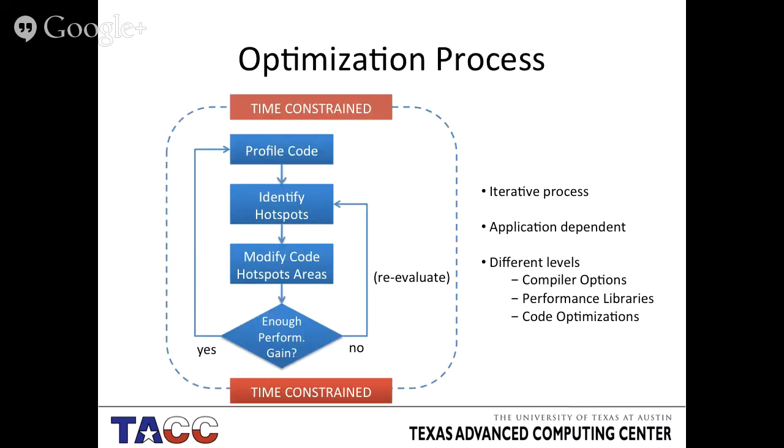So serial code optimization. The optimization process is essentially a time-constrained process. You could continue doing this forever. It's a circular process where you profile your code, you identify hotspots, places where your code is spending a large fraction of the total execution time. Then you will try to modify those code sections to make it go faster. But then you need to test again, because very often you would have fixed the problem that you had in the code, but you might have introduced a different issue somewhere else in the code by fixing that problem.